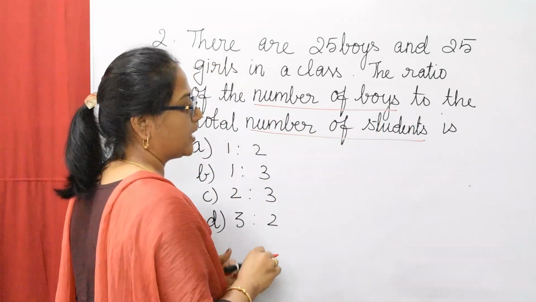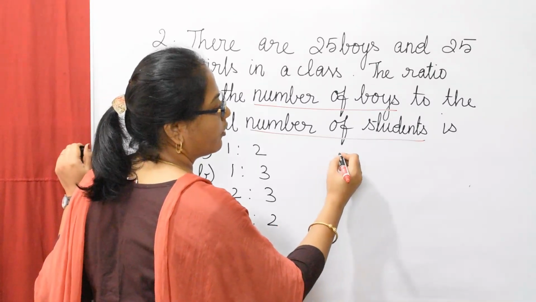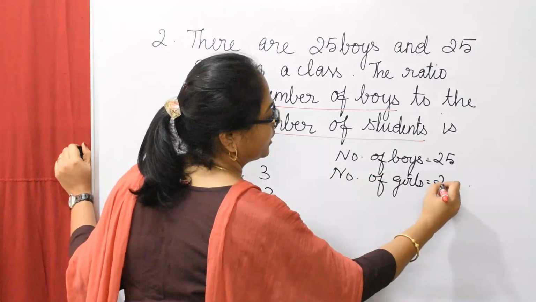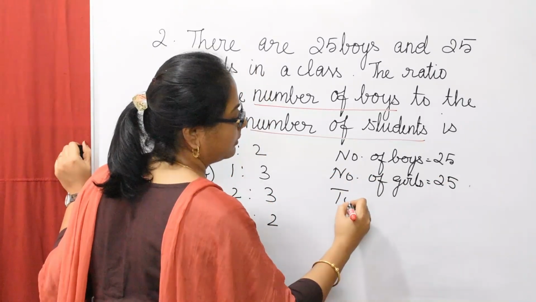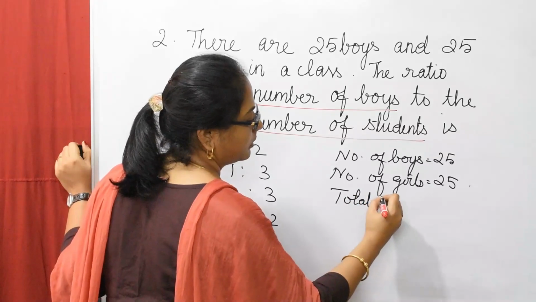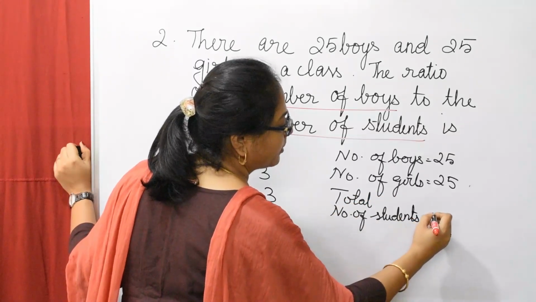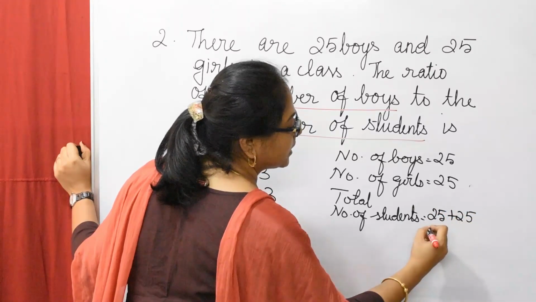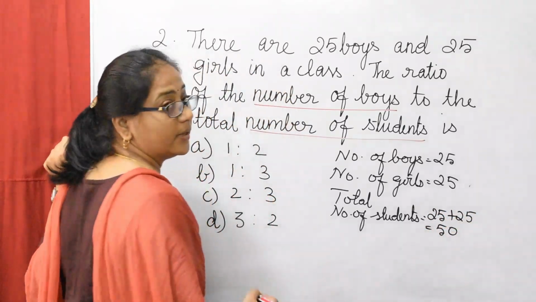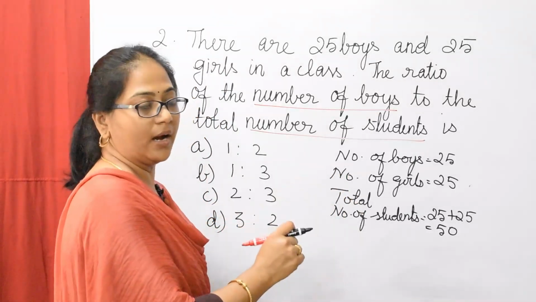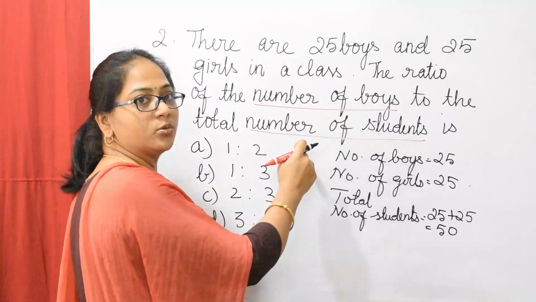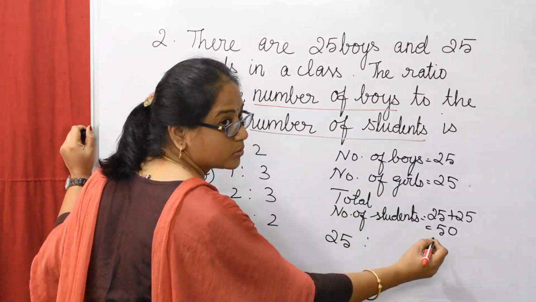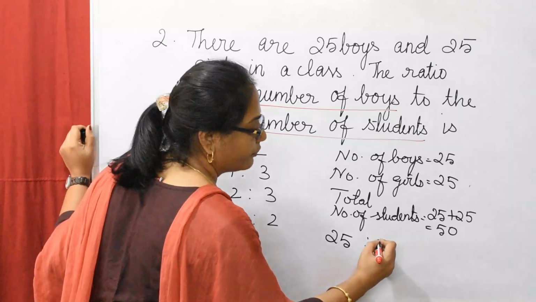Understood? So how many boys are there? Total number of boys, we have 25. Number of girls, 25. So total number of students, so 25 plus 25, boys plus girls, which is equal to 50. So we have been asked to find number of boys to number of students. Number of boys is 25, this is to number of students is equal to 50.